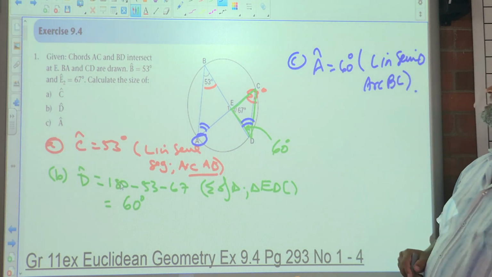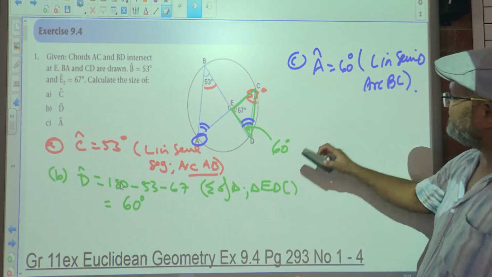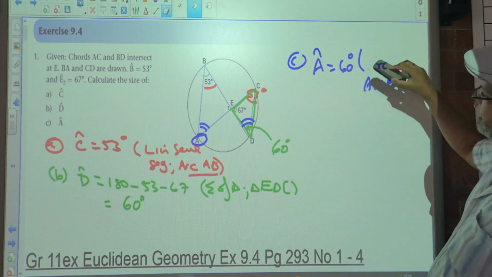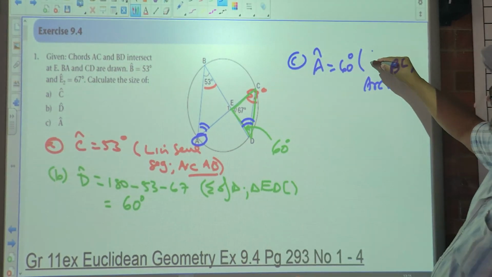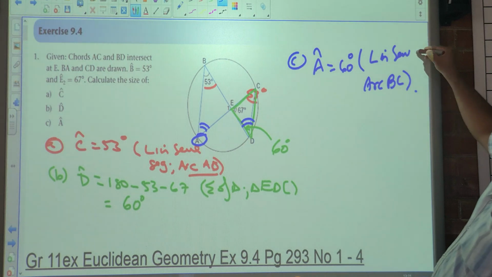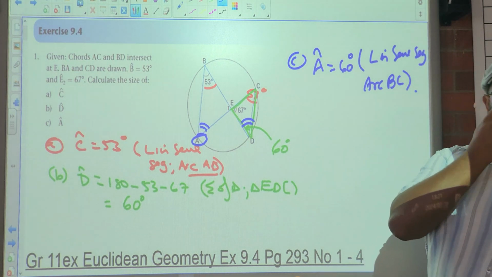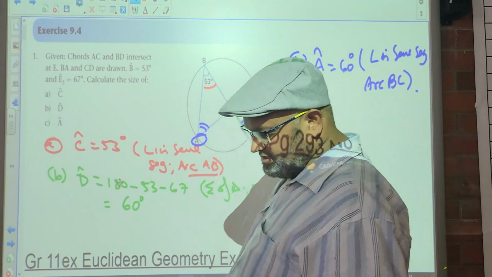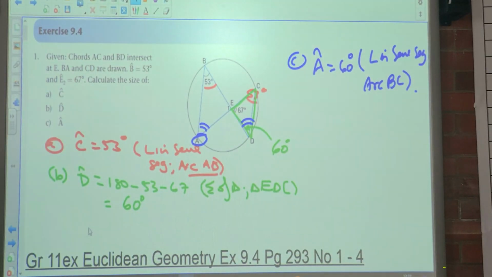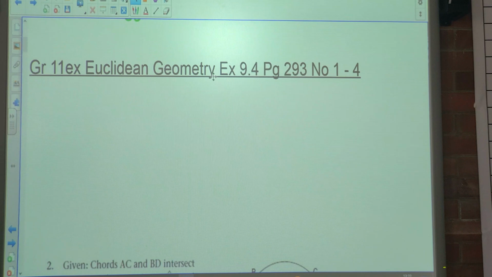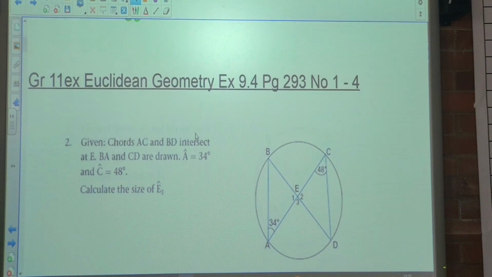Angle in semicircle. No, not semicircle. Same segment. Sorry, man. Angle in same segment is coming from arc BC. Do you guys understand? Alright, so you guys are correcting me now already. So some of you are understanding what's going on. Nice.